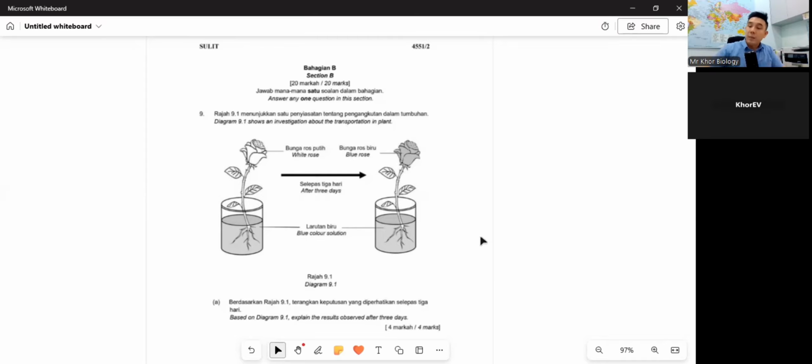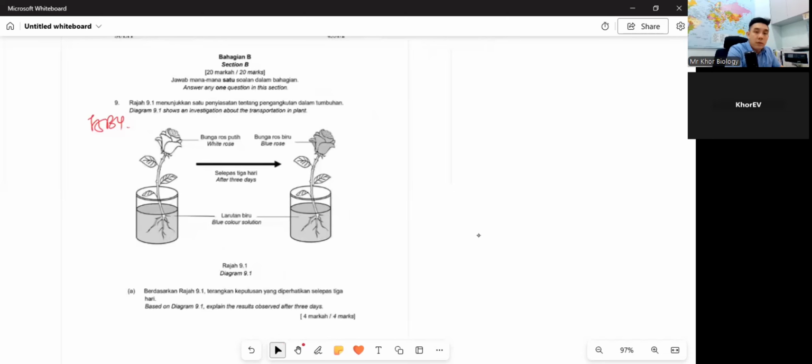Okay, so guys, this is obviously talking about xylem transporting water. So definitely, there's some Form 5 Chapter 4 in it. First part, we have to acknowledge saying that the white petals became blue after 3 days.